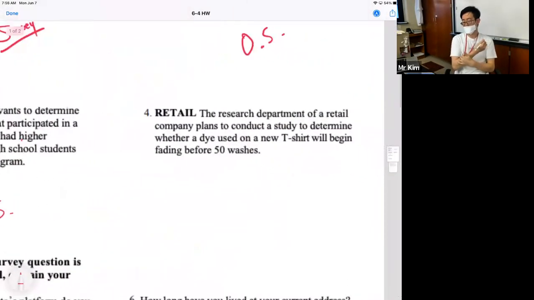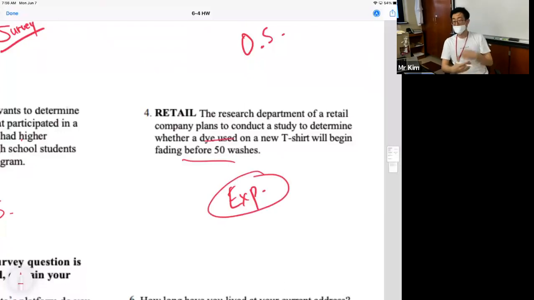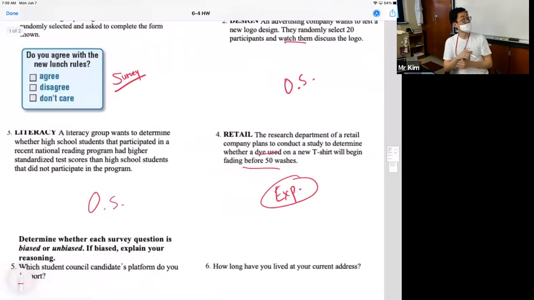Last one, the research department of a retail company plans to conduct a study to determine whether a dye used on a new T-shirt will begin fading before 50 washes. Amelia? Experiment. Now, I know it didn't really say divide into two groups, control group, treatment group, and so on. But you want to test to see if this new dye product will begin fading before 50 washes. So you will have to do some sort of experiment with this. You need to impose a treatment, using the dye and all that good stuff, and really see the results. So these are the answers that you should get for your homework.